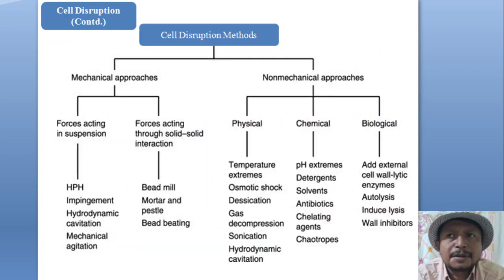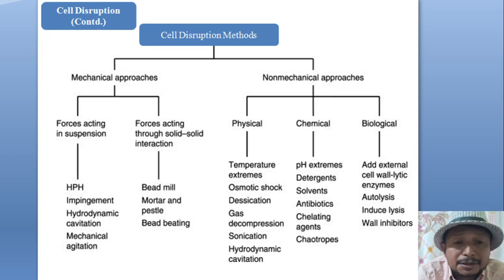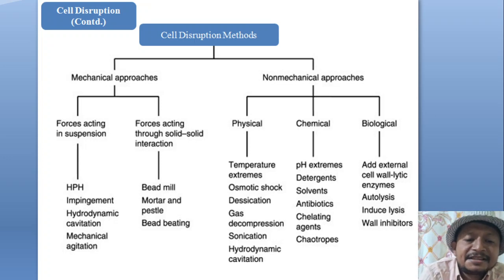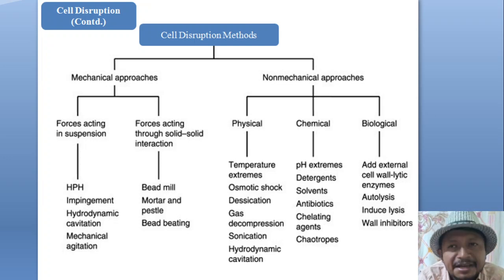Now these are the different cell disruption methods. The methods may be broadly classified into a mechanical way and a non-mechanical way. In the mechanical way, we have forces acting in suspension, and on the other side we have forces acting through solid interaction. Under forces acting in suspension, these are the different ways through which we can do cell disruption: high pressure homogenization, hydrodynamic cavitation, mechanical agitation. For every step, we have to be trained. Theoretically it is not possible, so if we are going to handle high pressure, then we have to be trained in that way, right?